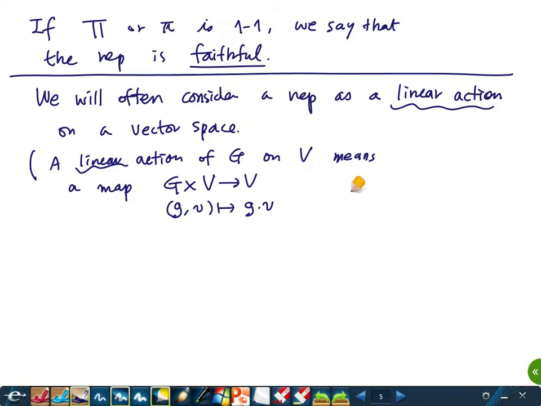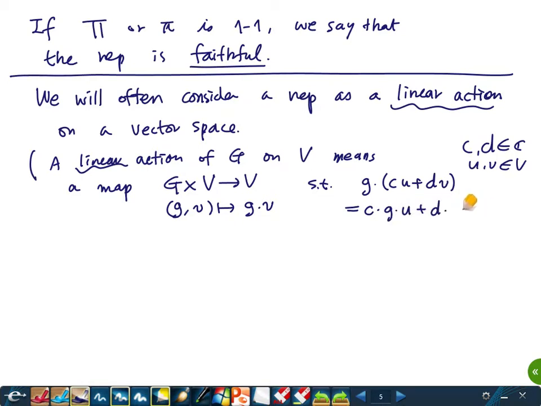Such that G dot (cU plus dV) should be equal to c times G dot U plus d times G dot V, where c, d are complex numbers and U, V are vectors. Of course, this is scalar multiplication, and this is the action.